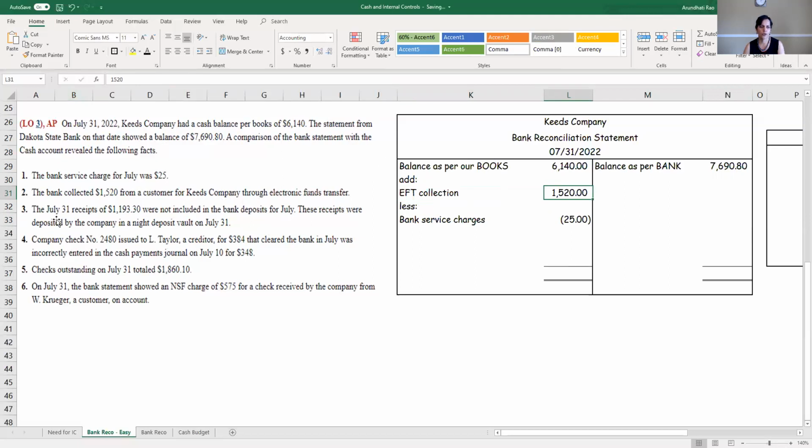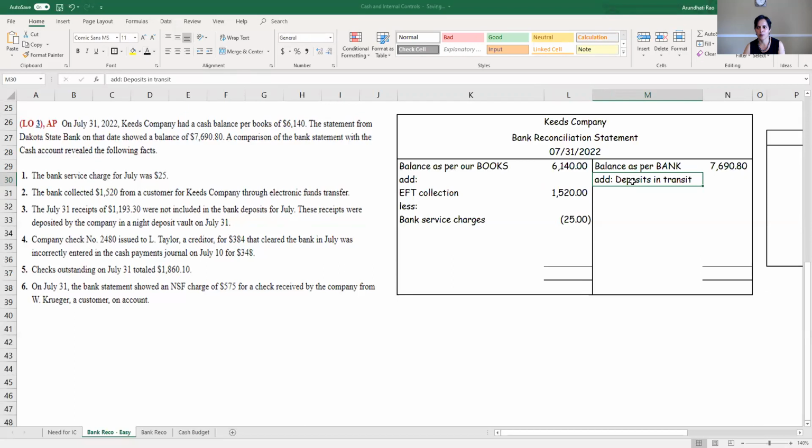The third says on July 31st, receipts of $1193.3 were not included in the bank deposits for July. So this is an item that I have already received the money. I have shown it in my books, but I have not yet taken it to the bank and added it over there. And when I do, it's going to go into my account. So I'll have add deposits in transit, and that amount is 1193.3.